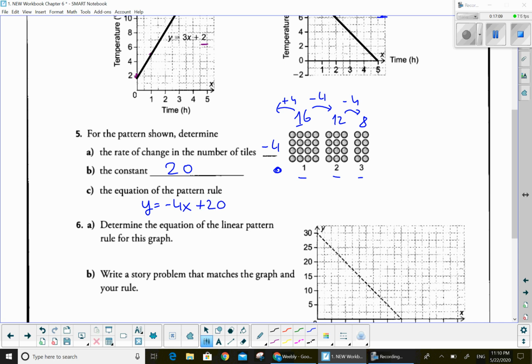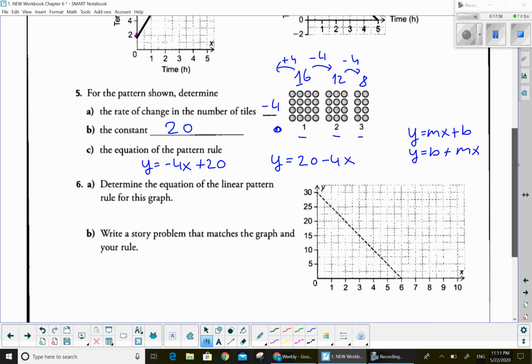There we go. I should show you something else. This equation can be rewritten in a different way, and you might see that on different types of questions. So in this case, I can write it like this. 20 minus 4x. It means the same thing. It's just instead of y equals mx plus b, it is b plus mx, or minus. That's how it changes. So that's it, just to kind of expose you to that.